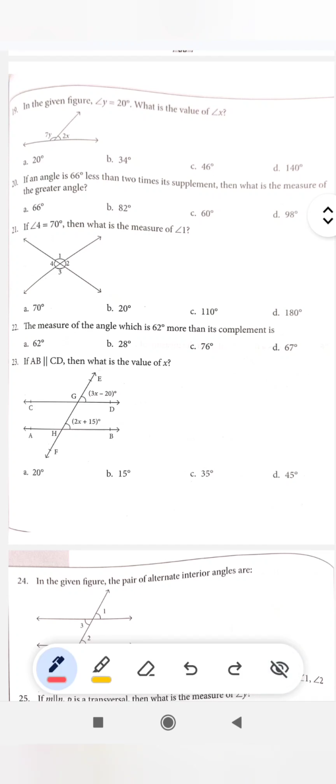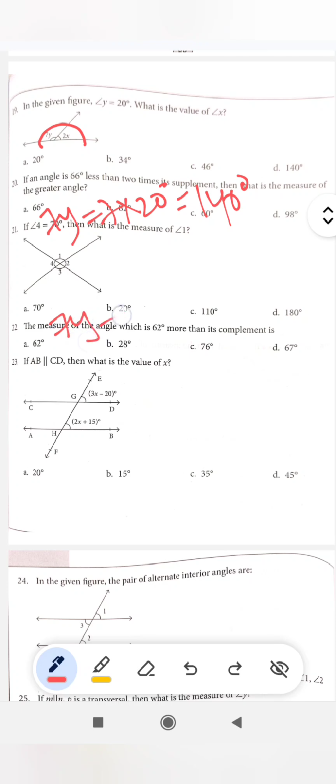In the given figure, angle y is equal to 20 degree. What is the value of x? So if y is equal to 20 degree, that value has been given. So what is 7y? That is 7 into 20 degree is equal to 140 degree. And it is asking about the angle x. And now you can see that the two adjacent angles, they form the linear pair.